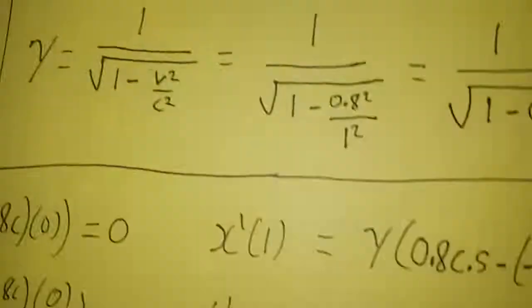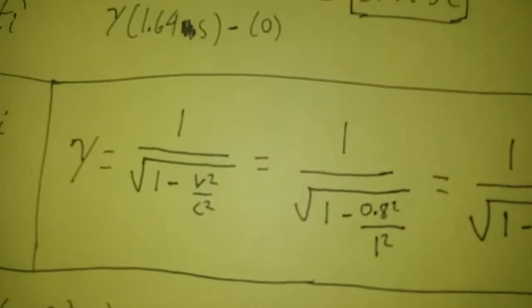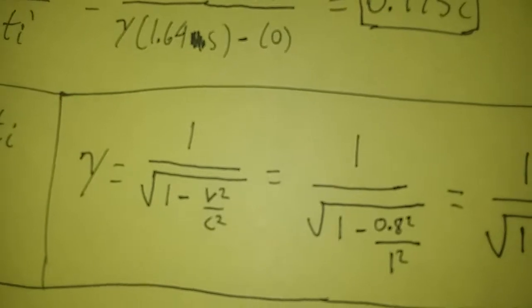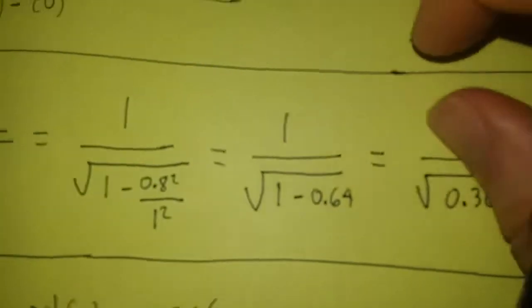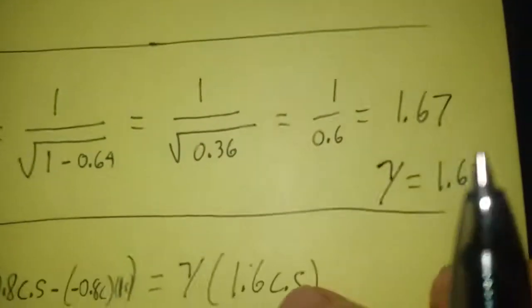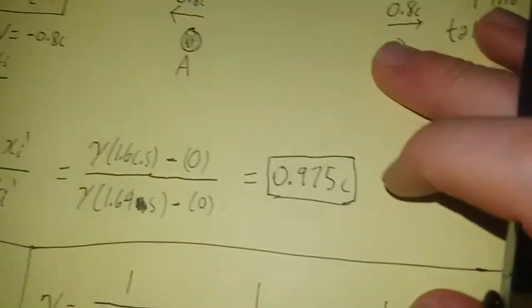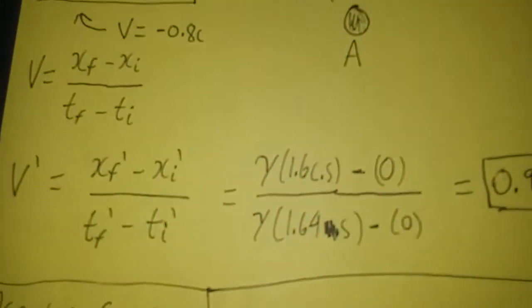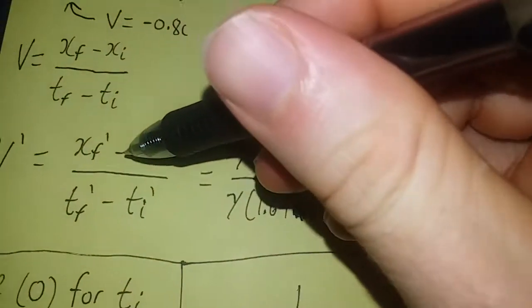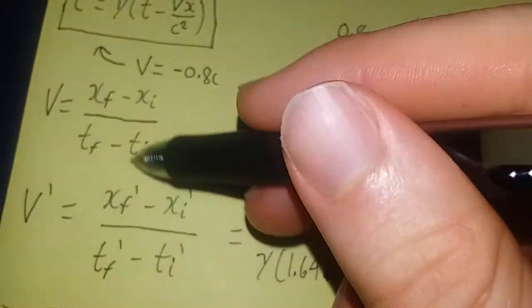And gamma, we don't actually have to do out gamma, and you'll see why in a second, but if we do out gamma here, gamma is 1 over the square root of 1 minus v squared over c squared. We just plug in all our terms, and we find that gamma is 1.67. But we're going to be dividing those terms out anyway, so we didn't even need to solve that. But we're finding v prime for b, which is xf prime. Yeah, I already went over that.